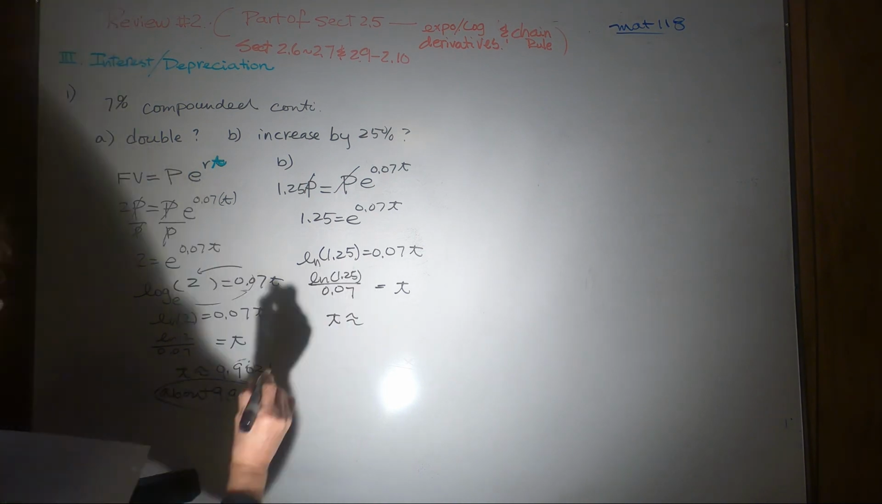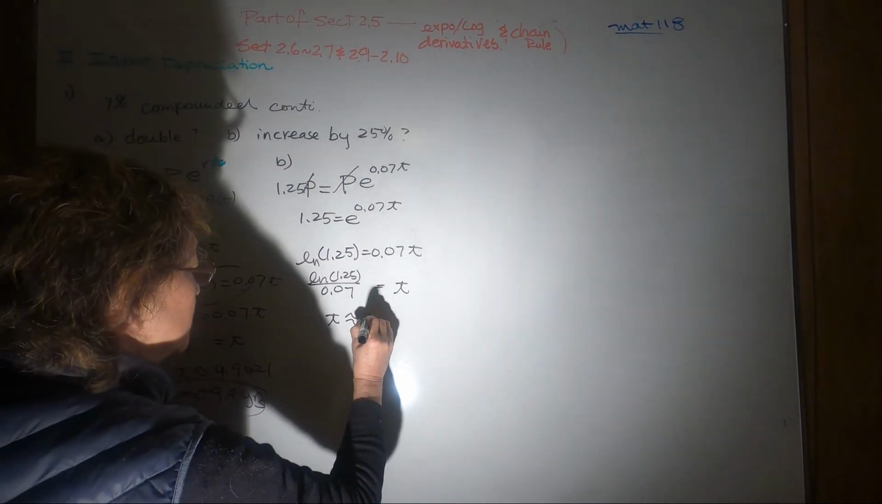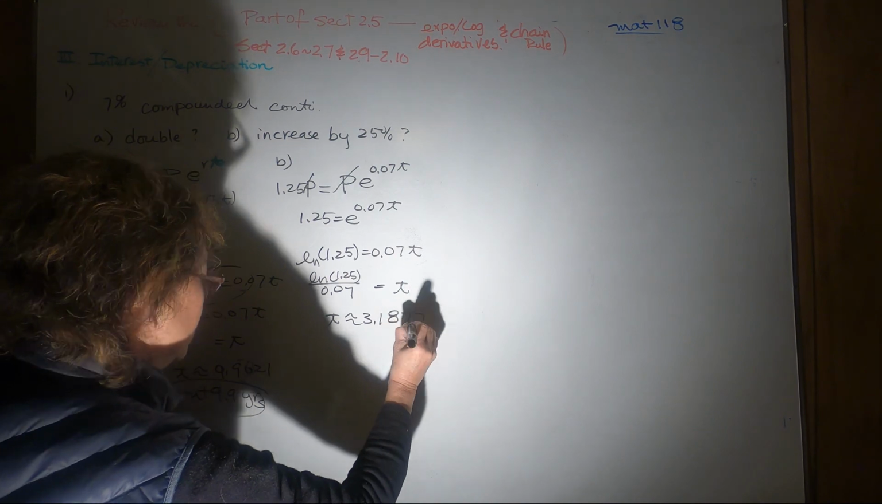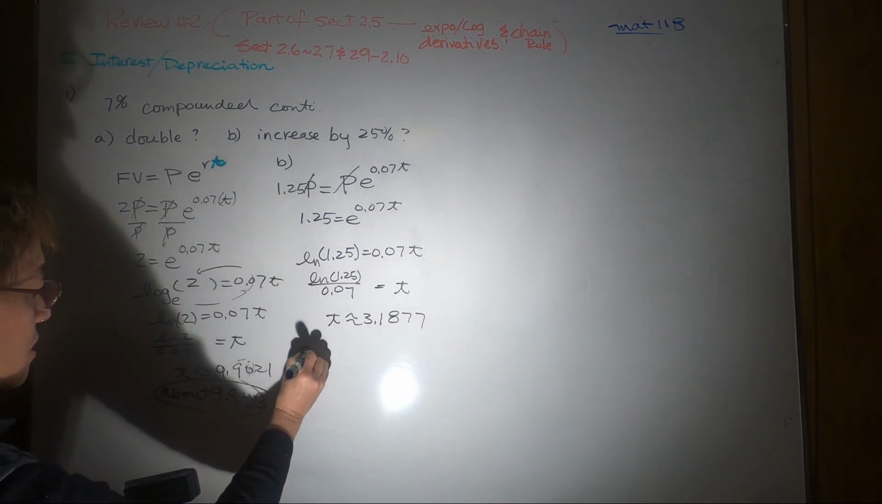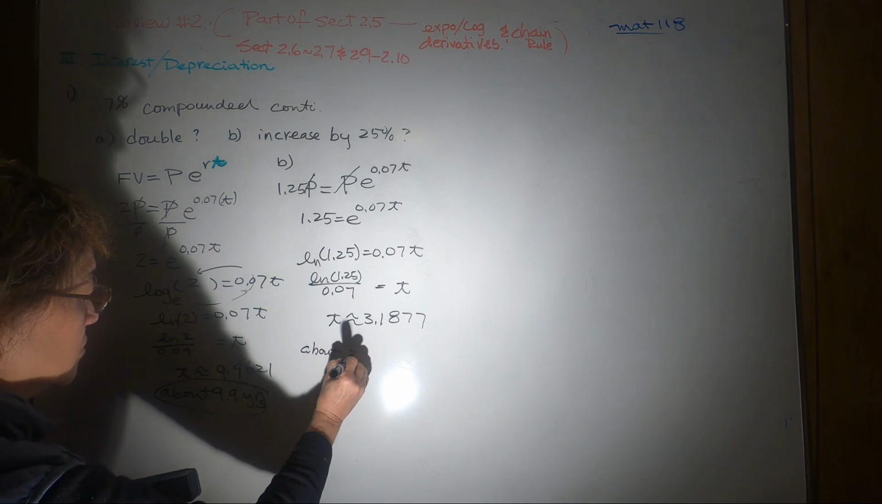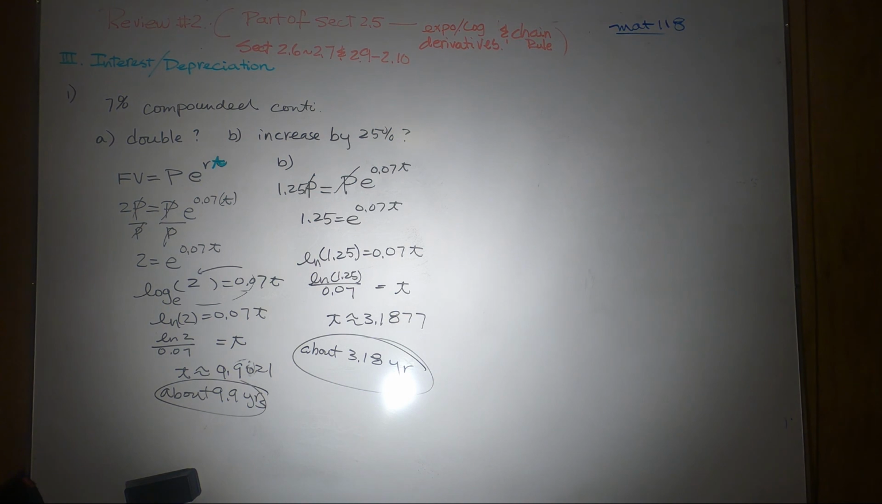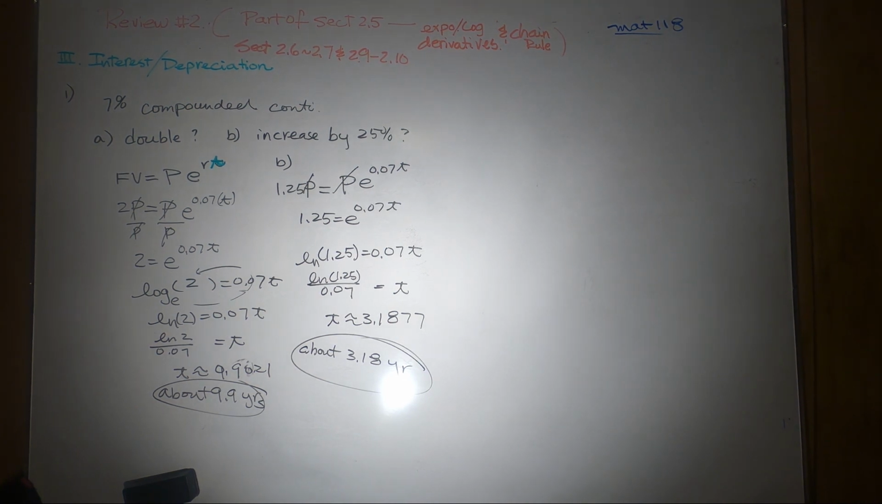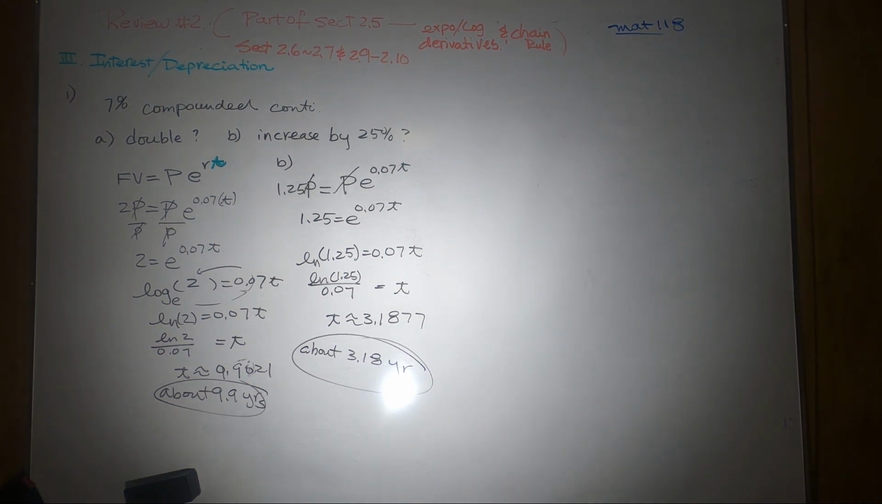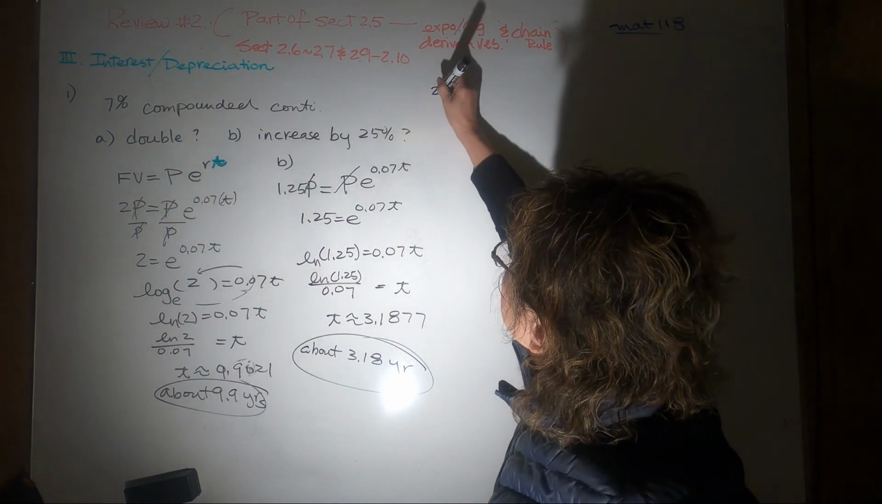So your t is about 3.1877. So it would take you how many years? 3.18 years to get a quarter more, right? So you need to know your money. Okay, if you work for banks, then those are basic things you need to know.